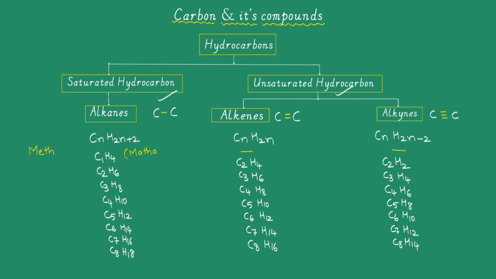Methane. Oh, sorry, I wrote it wrong. If it is an alkane, we call it methane. So if there is one carbon, the meth sound will come. If there are 2 carbons, eth, then this will become ethane. This will become ethene. 2 carbons eth, and because it is an alkene, ethene. Then 2 carbons eth, and because it is an alkyne, it will become ethyne.